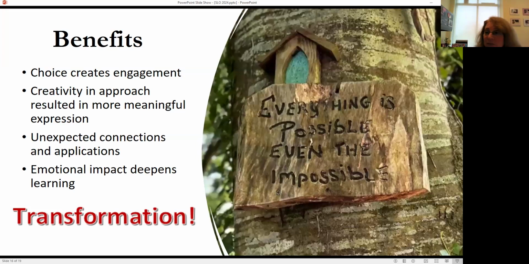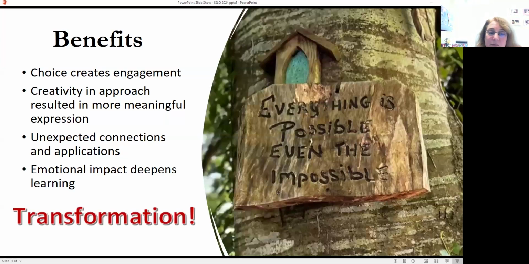So you can see by the examples that I shared, choice truly created engagement for these students with their learning, and the creativity and approach made the expression more meaningful. Being able to use pictures was something that every student, except the one who wrote the letter to her former self, did. So that imagery was incredibly powerful.